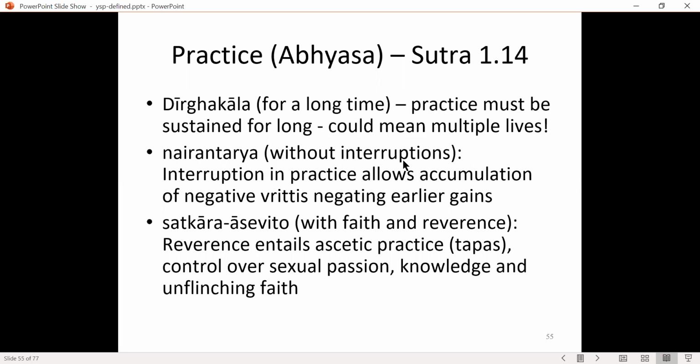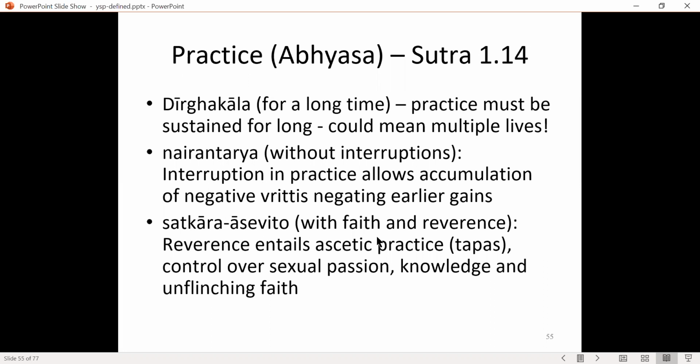Nairantarya means without interruption. Interruption in practice allows accumulation of negative vrittis. This is very important to remember. If you interrupt your practice, then you're again afflicted by negative vrittis and they negate your earlier gains. You gain something and then you suddenly stop. Negative vrittis take over and you lose everything. It doesn't make sense. Maintain that practice uninterruptedly.